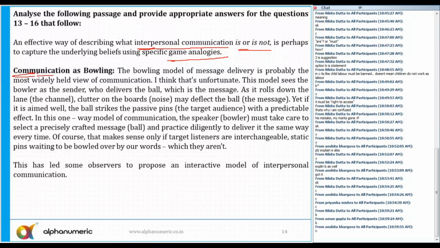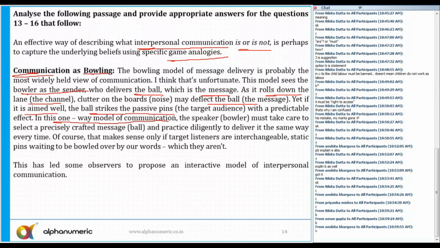So he says you can look at communication as bowling. Just like when a bowler bowls, it is a one-way communication. When you look at communication as bowling, it is a one-way model of communication. The bowler is the sender of the message. He delivers the ball, which is the message. And as the ball rolls down the channel, it can get deflected. But if it is aimed well, then it will strike the passive pins.